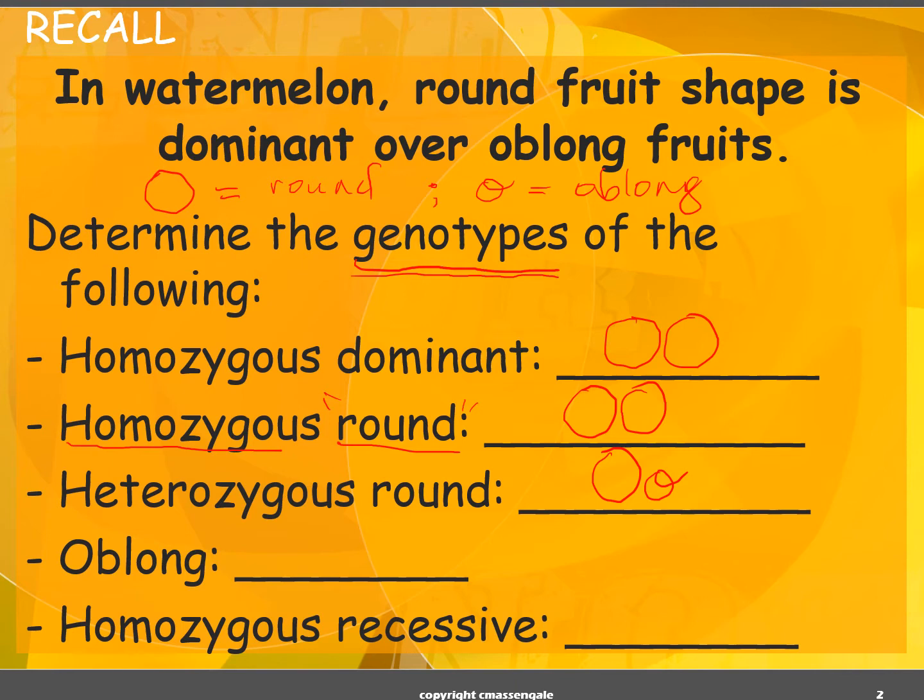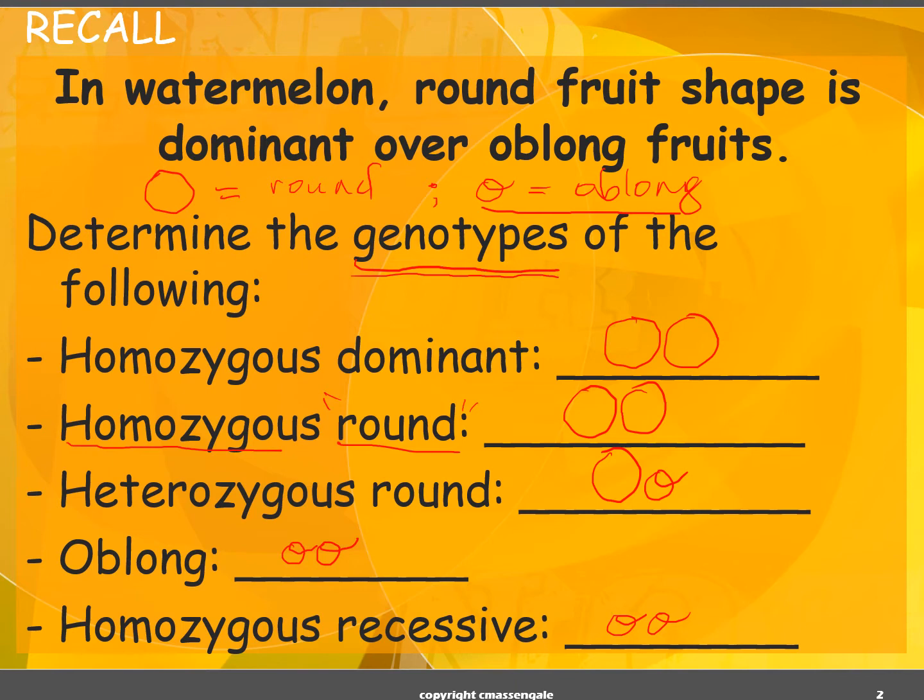Next, oblong. Take a look. Oblong is our recessive trait, so it will be small letter o and small letter o. So that will be oblong. And for the homozygous recessive, homozygous means two same alleles and recessive means small letters, so small o and small letter o. Okay? Those are the answers for the questions that we had for the second slide.